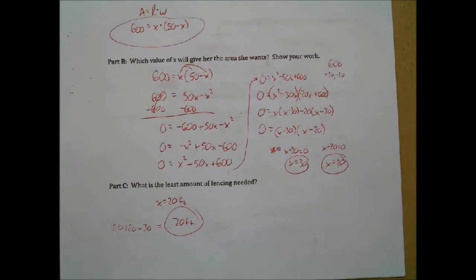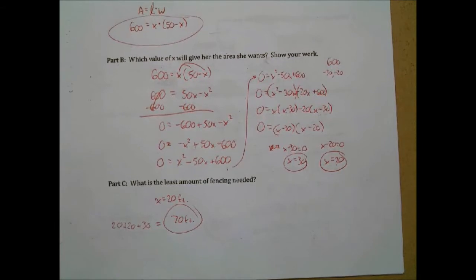The shape will be different, and that might be a concern of yours, but you can make that rectangle by just doing 20 feet instead of using 30 feet there. Okay? So it covers the same amount of square feet. Something to think about.